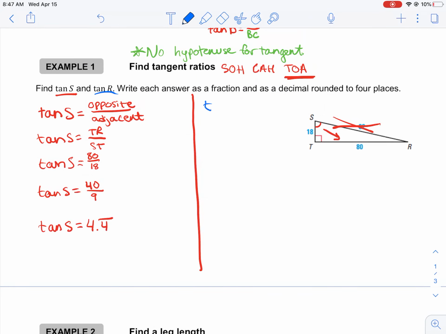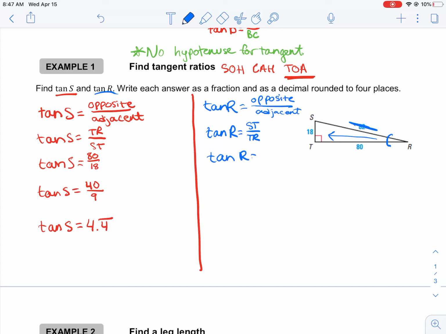Now let's look at tangent of R. So tangent of R, it's still equal to opposite over adjacent. But now I'm going to look at opposite of R. So I'm going to erase this stuff. We're still not going to use the hypotenuse. It's out. Opposite of R would be ST. And then adjacent to R would be TR. Notice that these just switch. Like if you take tangent of your first acute angle, the second acute angle will just be the reverse of that.